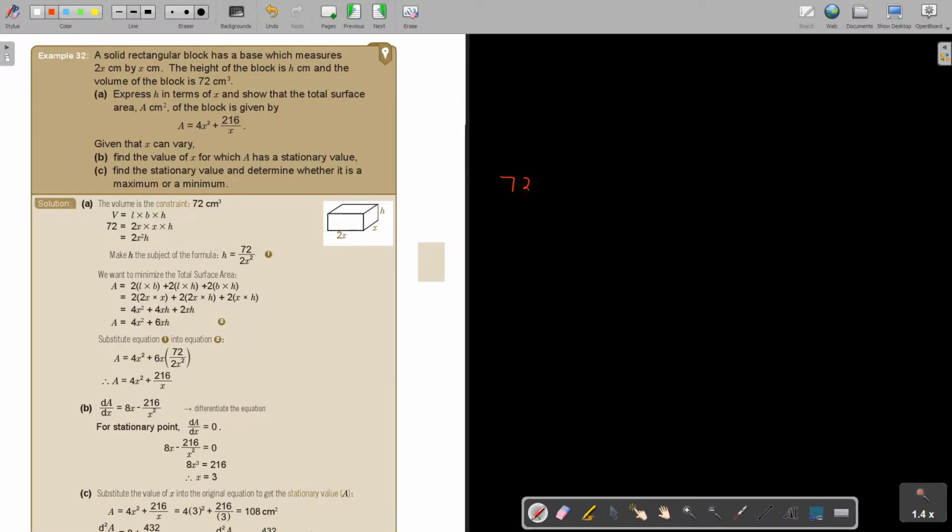Say it was 72 equals 2x squared h. It's just divide by 2x squared, divide by 2x squared. And it cancels, therefore h is 72 divided by 2x squared.